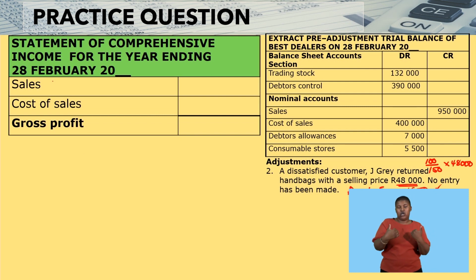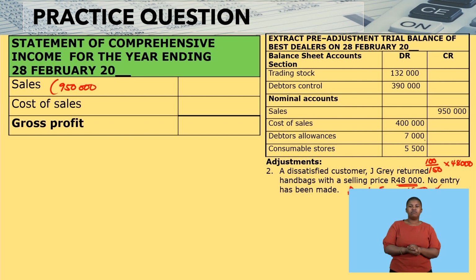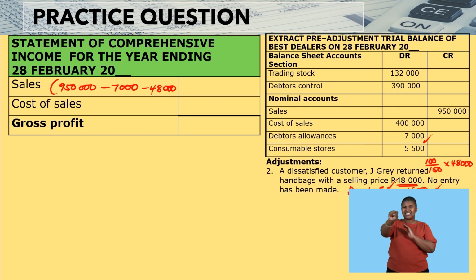So I'll come to my sales, and I'll open my bracket, and I'll say my sales is 950,000. And then I subtract my debtors allowances, minus 7,000. And then I say minus 48,000. So I've recorded this one. And then I come to my cost of sales and I say 400,000 is the amount in the list of balances, minus, because on cost of sales I have a minus 32,000. There it is, I've recorded that one.